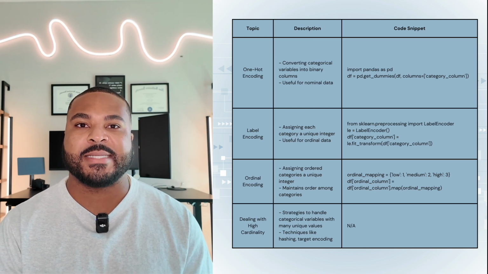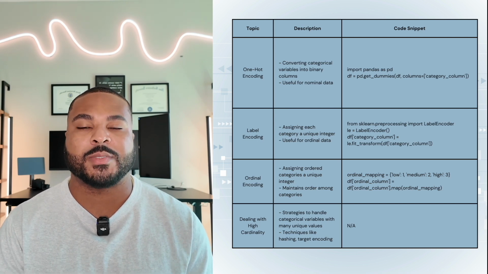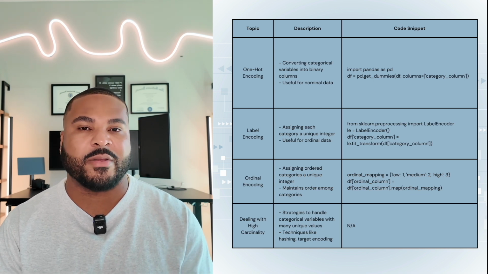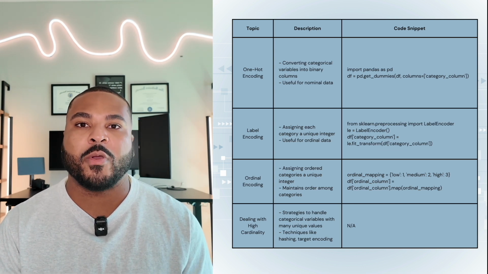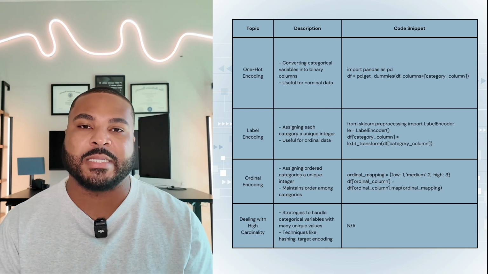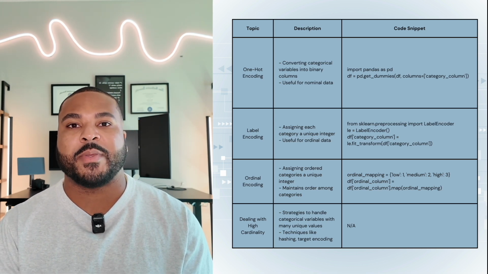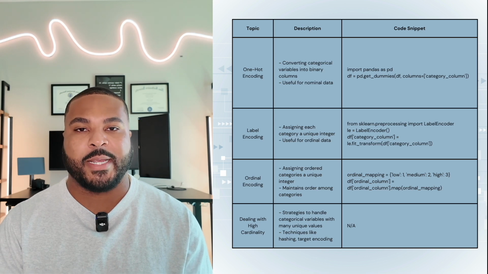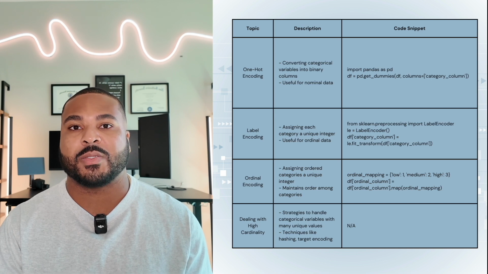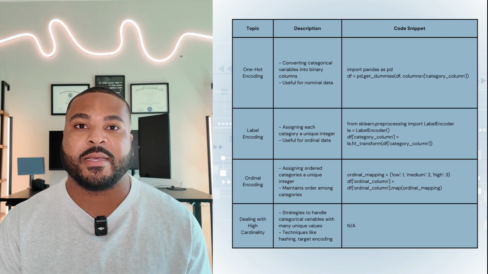One-hot encoding is a technique used to convert categorical variables into binary columns. This is especially useful for nominal data, where categories do not have an inherent order. So each category is transformed into a separate column, and the value of 1 or 0 is assigned to indicate the presence or absence of that category. So this code snippet to perform one-hot encoding will create new binary columns for each unique value in the category_column, helping the machine learning model to process categorical data effectively.